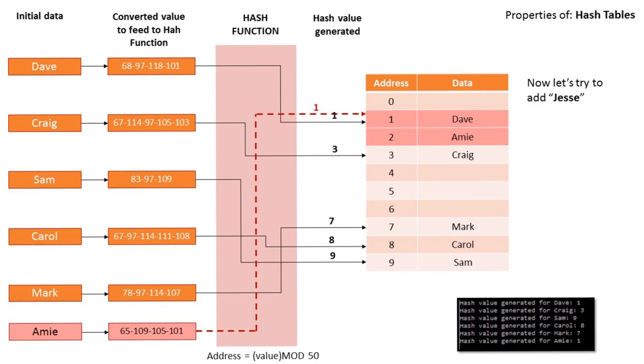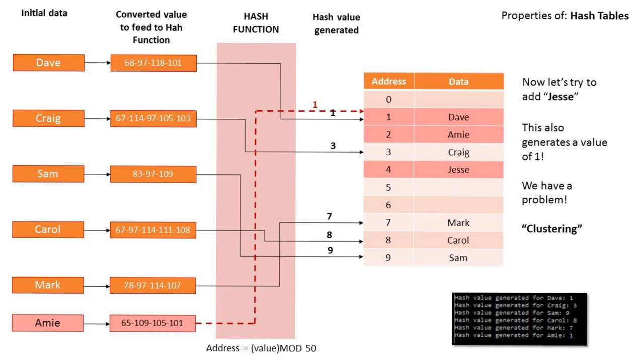Simple enough. Okay, so let's now try adding Jesse. Well, once again, Jesse generates a hash value of 1. And of course, Dave is already in this position. If we check the next one, Amy's there, then Craig's at 3, so we could now put Jesse in location 4. Now, in fact, any name which ends in the letter E will generate a hash value of 1. And this, of course, is because we're using an incredibly simplistic and inefficient hash function.